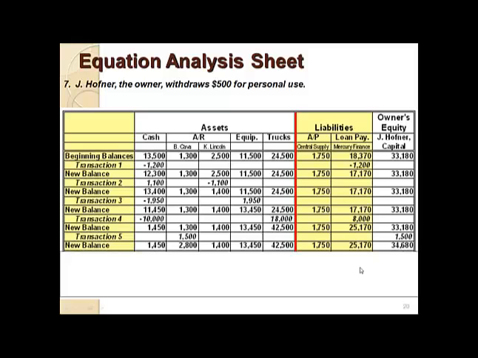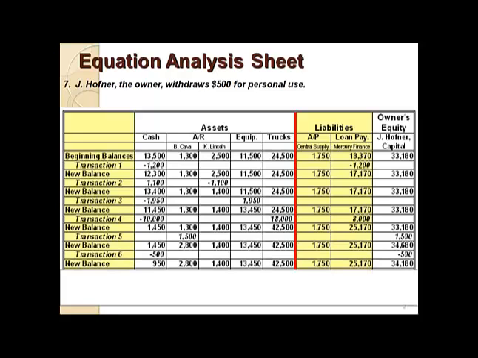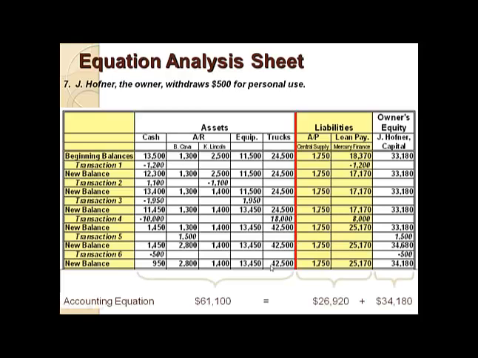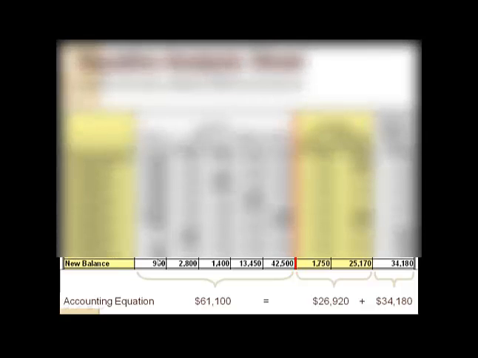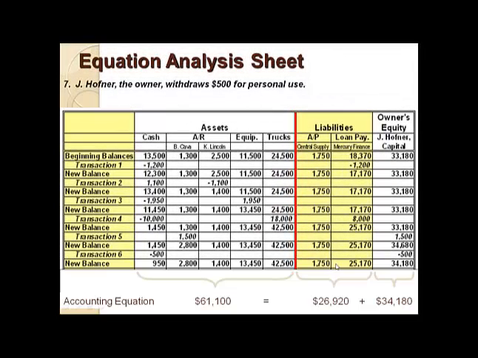The next transaction reads, Jay Hoffner, the owner, withdraws $500 for personal use. The transaction will look like this. Our cash will decrease by $500 because money is being pulled out of the company, and the equity of Jay Hoffner will also decrease by $500 because the amount that he's actually worth will also be decreasing due to this withdrawal of cash. Once again, once we total up the new balances, we have to ensure that our left side is in balance with our right side. And right now, it currently is.